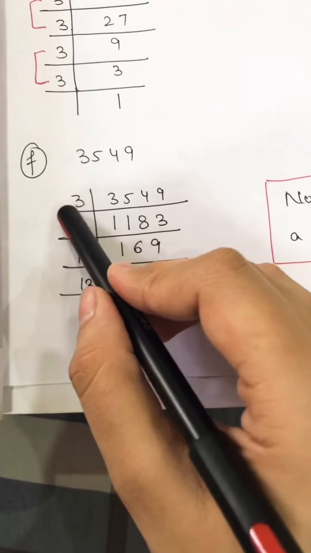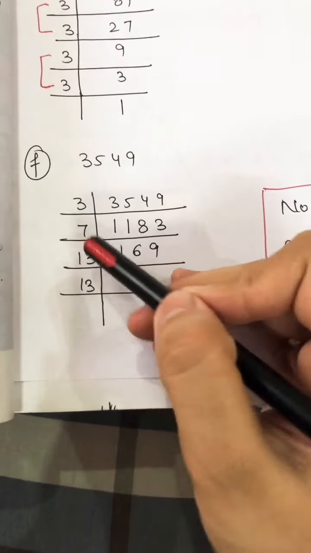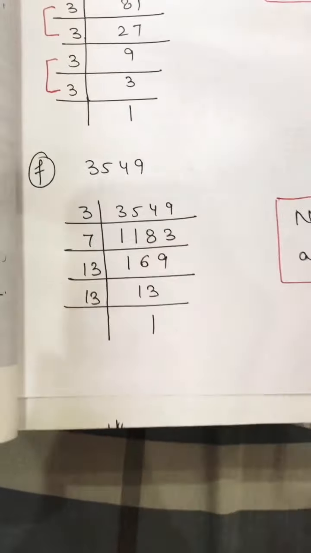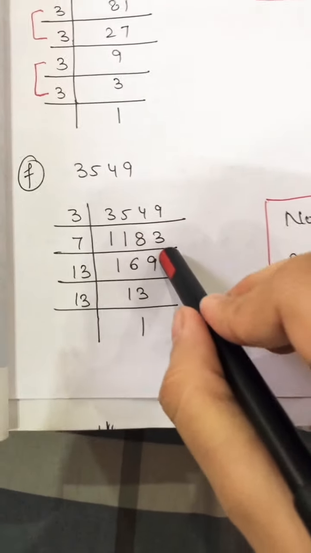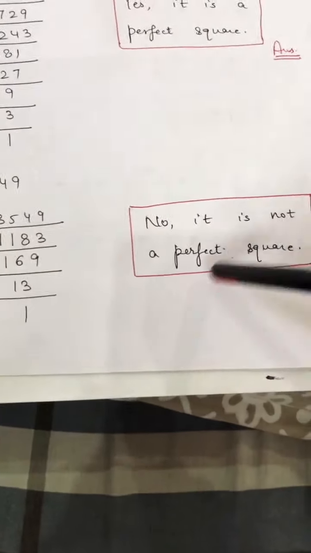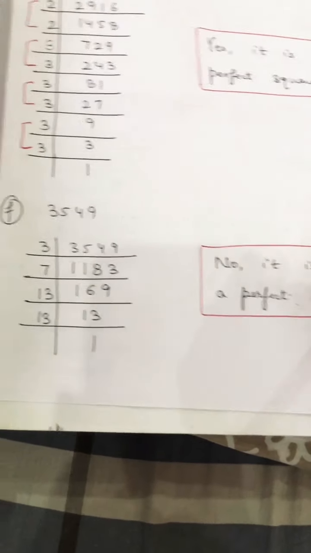Okay, so 3 is not in pair, 7 is not in pair, 13 is in pair. So every number should be in pair. Therefore, no, it is not a perfect square. Clear? This is your question.